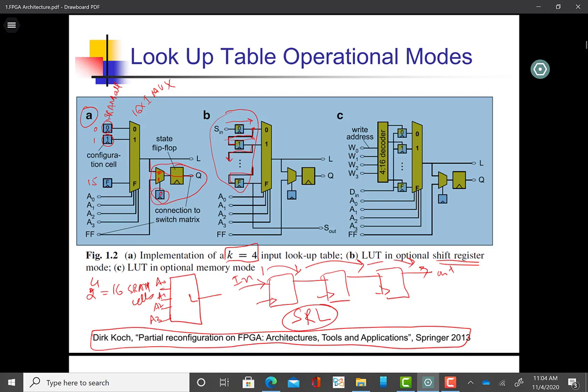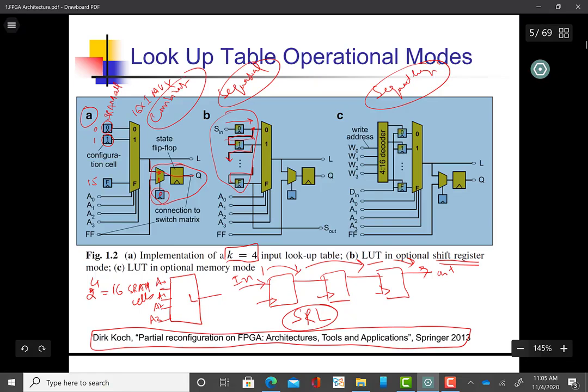Okay. The other functionality, the third functionality. So the first one was combinational logic. The second is sequential logic, and this is again a sequential logic. So these are three different kinds of applications of the same circuit. The third application is what is called LUT RAM.